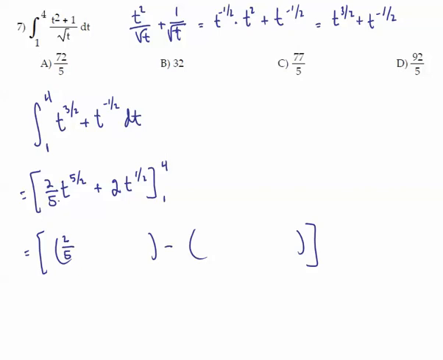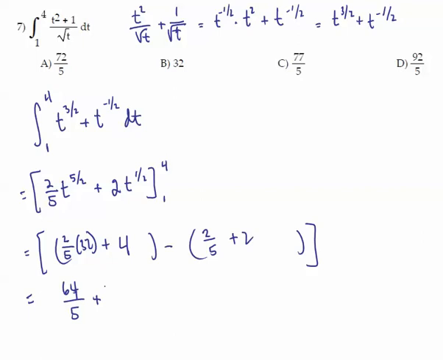Now the easiest way to find 4 to the 5/2 is to first take the square root of 4, which is 2, raised to the 5th power, which is 32. Then square root of 4 is 2. 2 times 2 is 4. With the other one, it's a lot simpler. We have 2/5, because 1 to the 5/2 is 1. 1 to the 1/2 is 1. 2/5 plus 2.